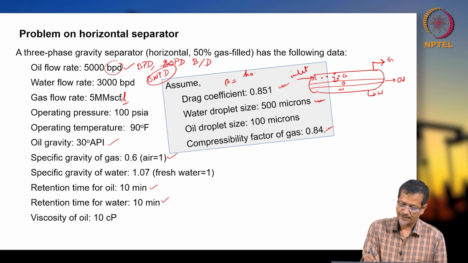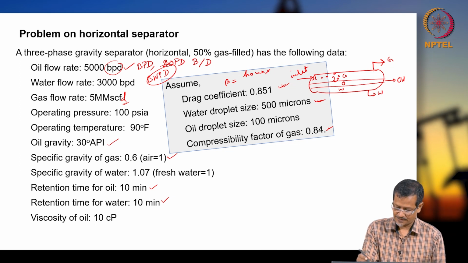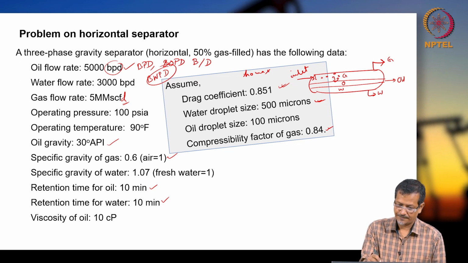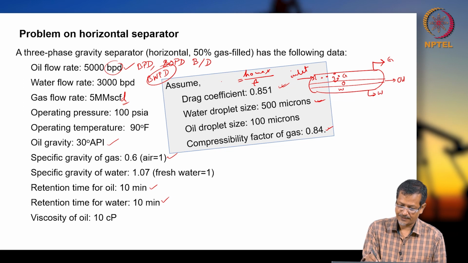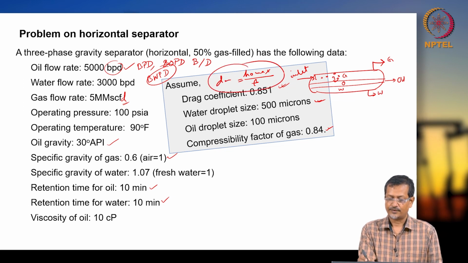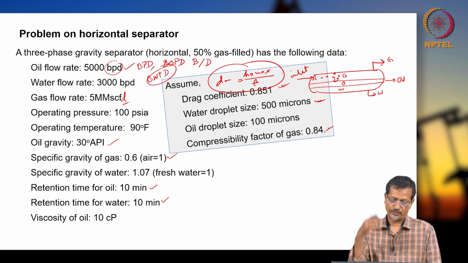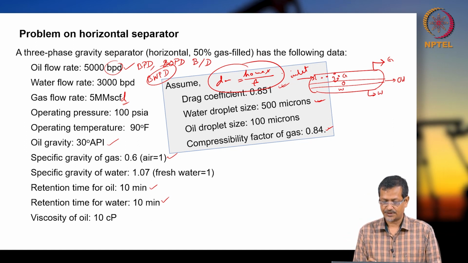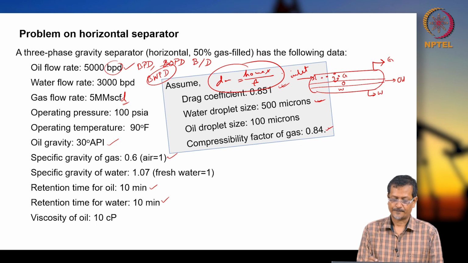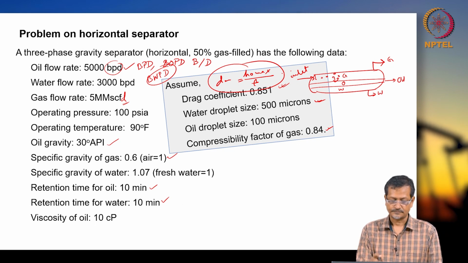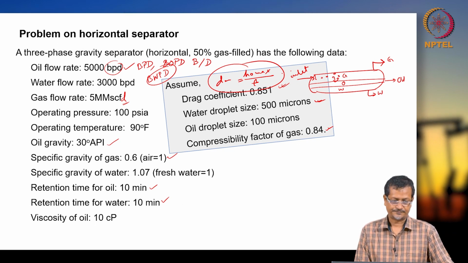HO max, HO max by beta equals D max. This formula we will be using actually. Okay, and the beta value we will get from some chart, so later we'll see. Now let's try to solve the problem.